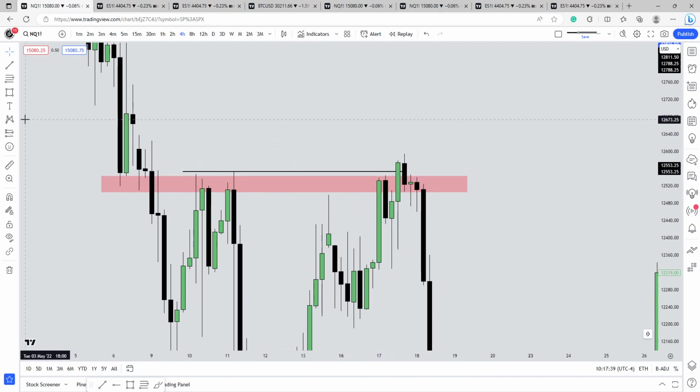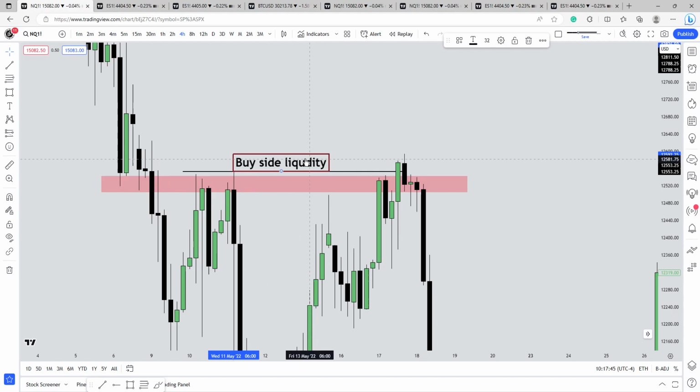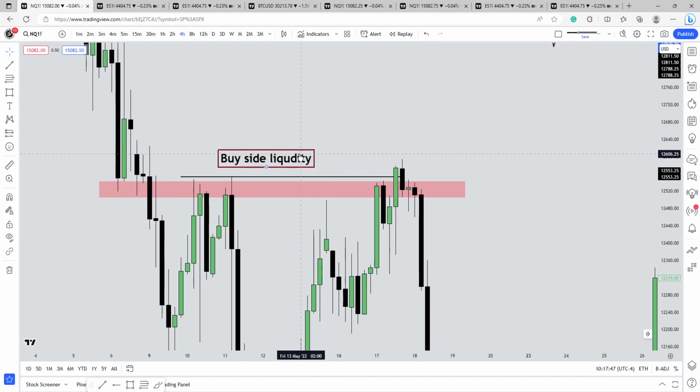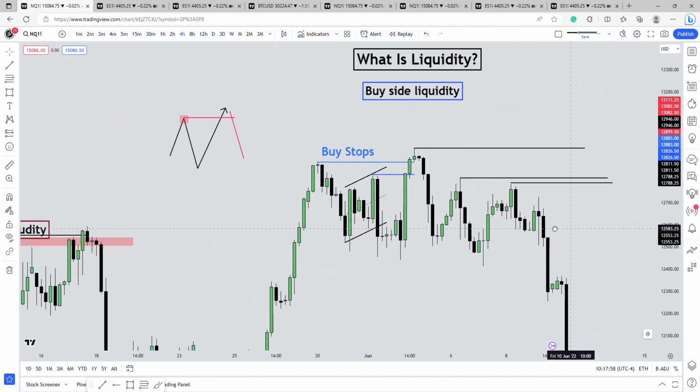So it takes out the old highs or the buy stops, right? This is buy-side liquidity. So think of it like this. The only reason it's called buy-side liquidity is because buy stops rest above old highs. So the market takes out the buy stops, smart money sells to those buyers at a higher price, then we get the real move down. That is what buy-side liquidity is.